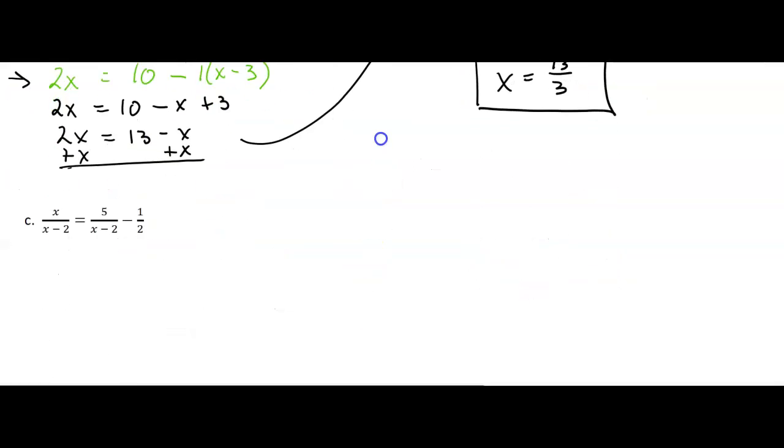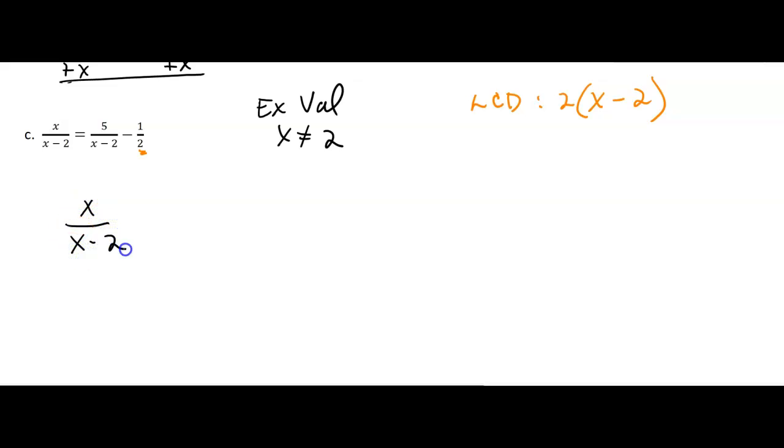Okay, and we have another one, very similar, except it's x minus 2. So my excluded value, x cannot be 2. Okay, what's the LCD? The LCD is going to have a factor of 2 and a factor of x minus 2. So these two problems were very similar in the way they were written. Okay, I'm going to recopy the problem. We'll see if something exciting happens.